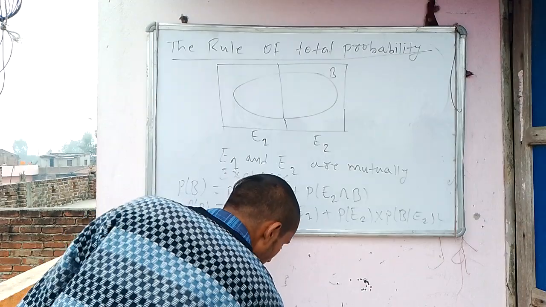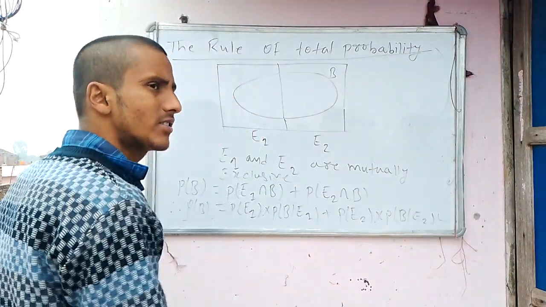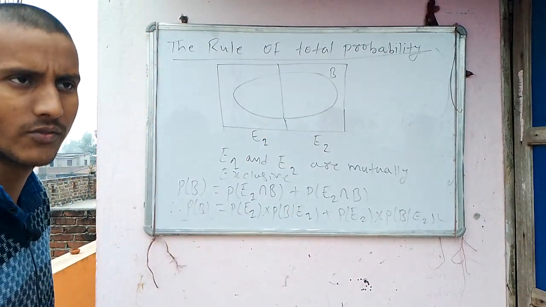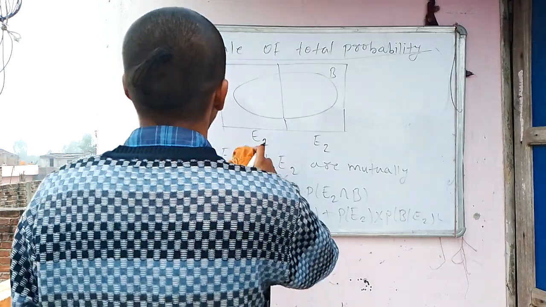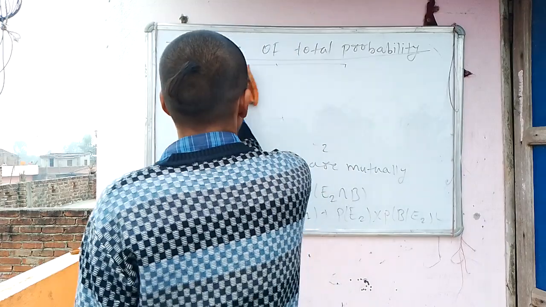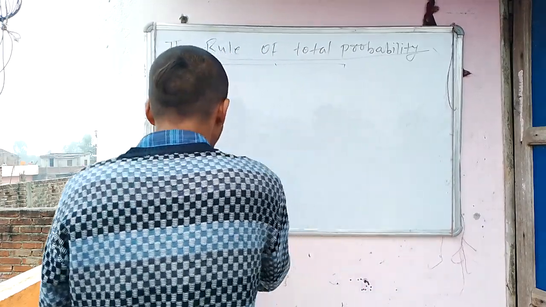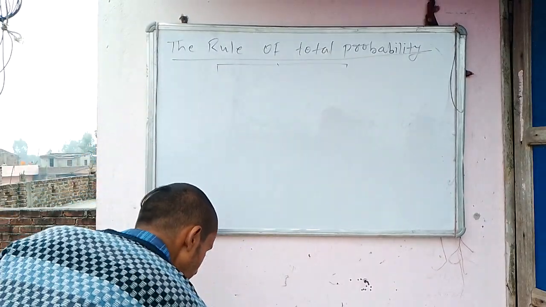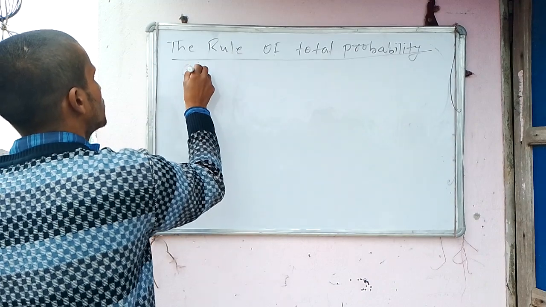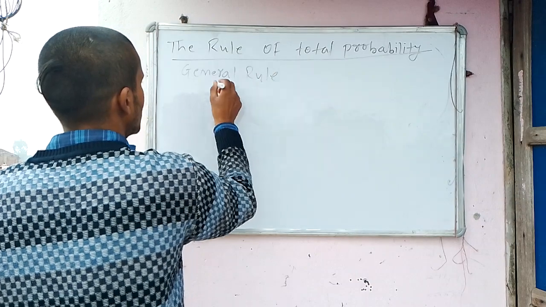This was for two events, so we can generalize it for as many events as possible, and those events are going to be mutually exclusive. Let's say we have k many events. So what is the general rule?